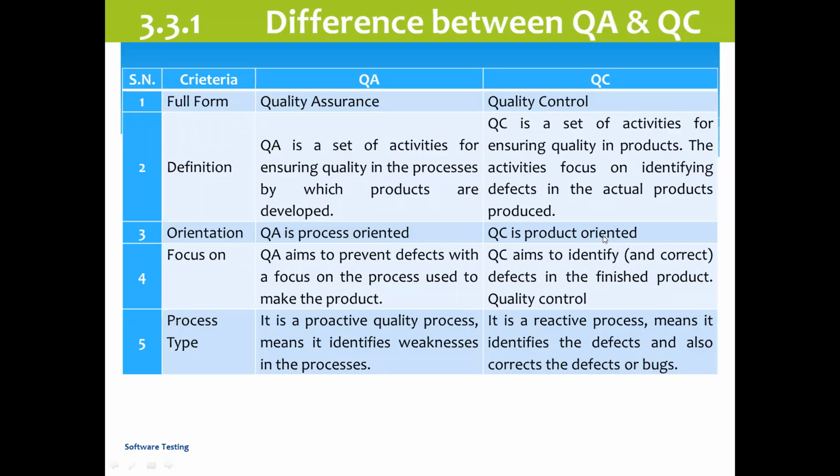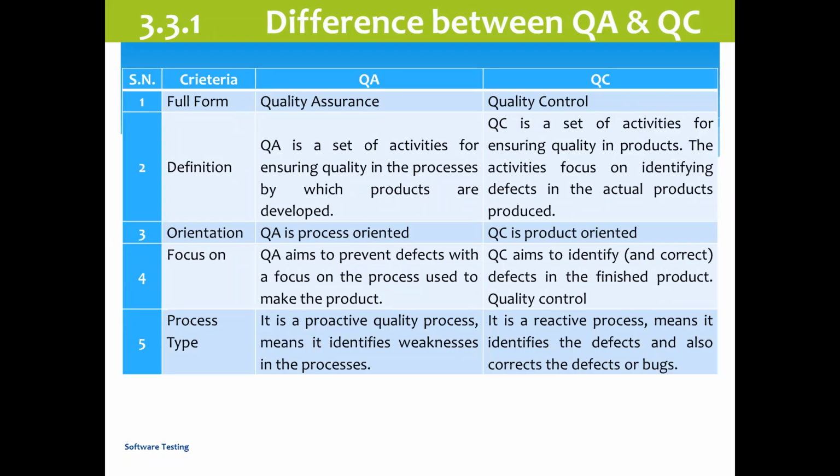The main focus of QC is product, project, application. The main focus of QA is process. You are following some process, and whether that is a correct, good process or not. QA aims to prevent defects with a focus on the process used to make the product. So some defects can be identified, then only they can be fixed and we come with a good product.